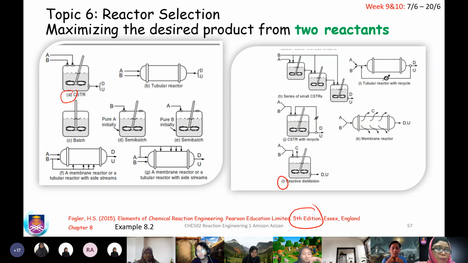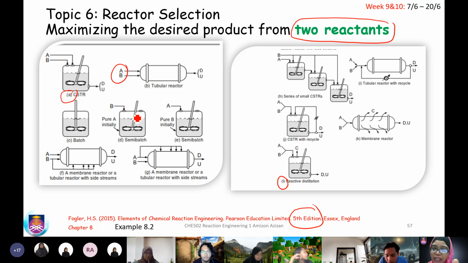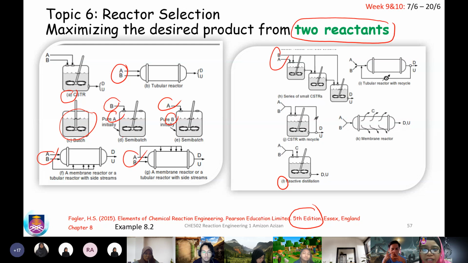So we're going to start with the A. Now, take note that we are looking into, instead of 1 reactant, now 2 reactants. So look at all the orientations. We have 2 reactants. Here we have batch. Of course, you simply put in the 2 reactants, then the semi-batch, 2 reactants, and so on, each with 2 reactants.